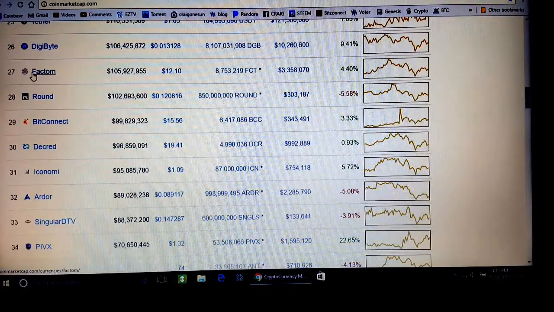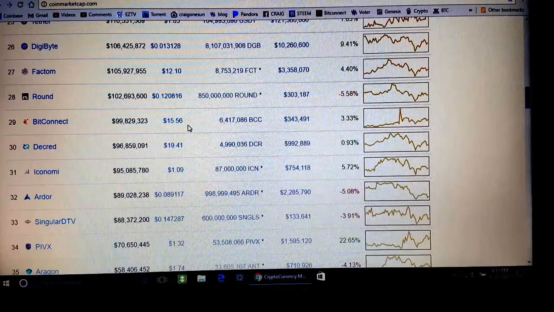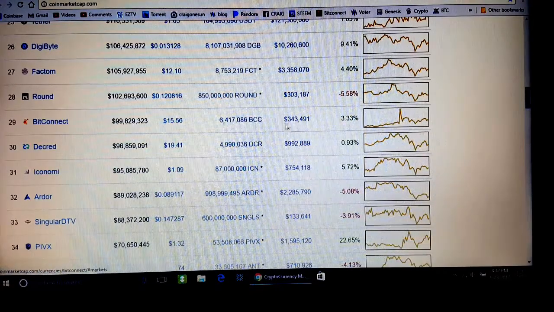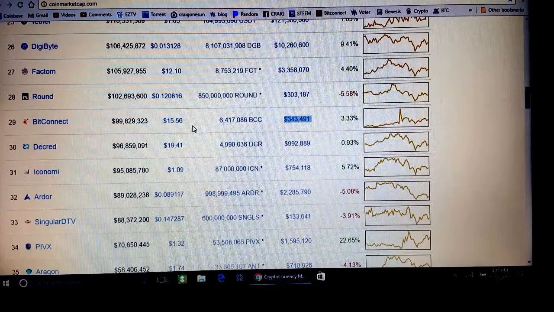I've seen it as high as 15 or 12. I think 15. Right now, it has a market cap of $99 million, trading at $15.56, which is up. It has 6.4 million tokens available, and there's a trading volume of $343,000 in the past 24 hours. The trading volume is how many BitConnect tokens have been traded with Bitcoin in the past 24 hours. So this here is why many would consider BitConnect legitimate as far as a blockchain cryptocurrency.